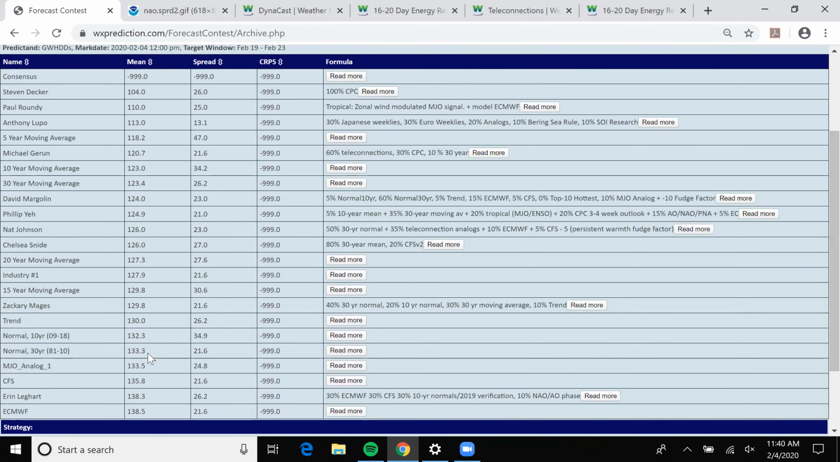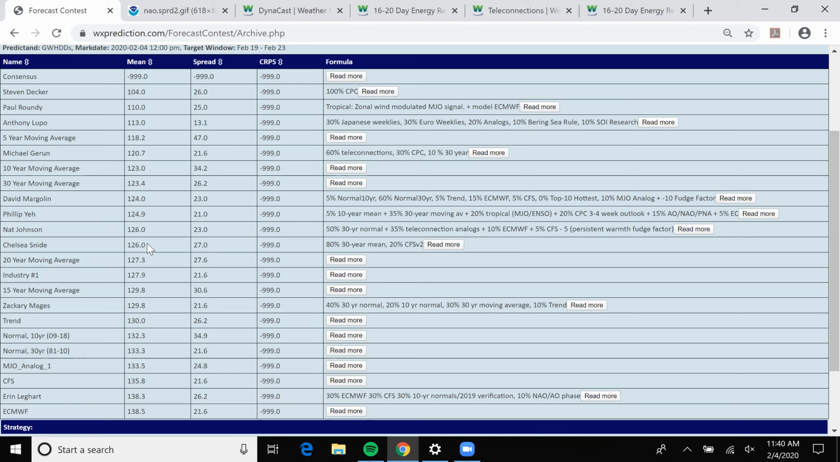30-year normal is coming in at 133.3. Maxar is going warm. Basically, a lot of these metrics are going warm. We'll hear what everyone has to say in a minute or two, but I wouldn't be surprised if people's biases are starting to creep in a little bit for how things have been going recently. But I'll start us off.